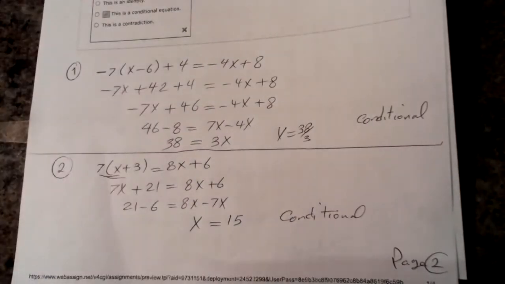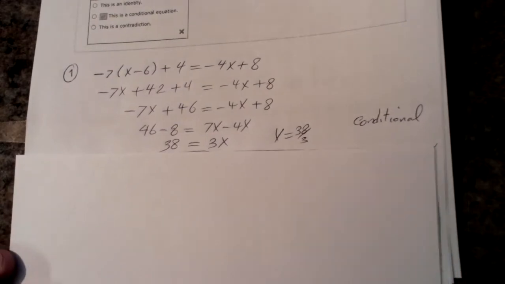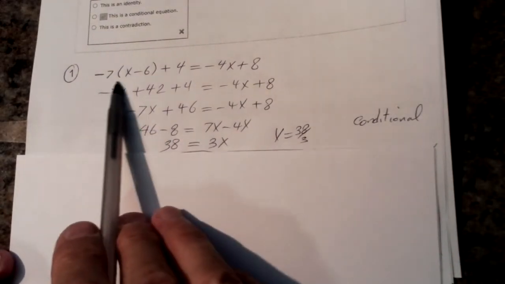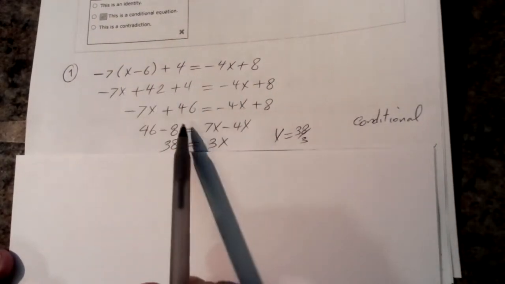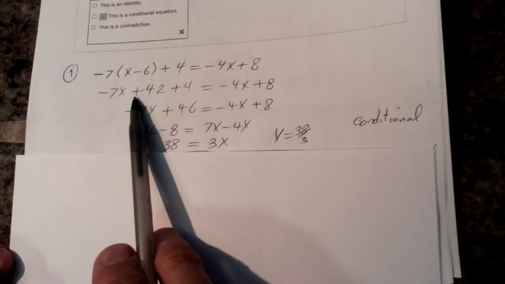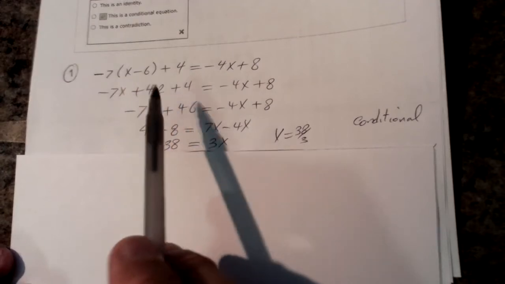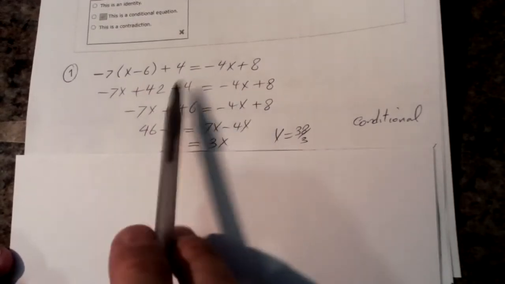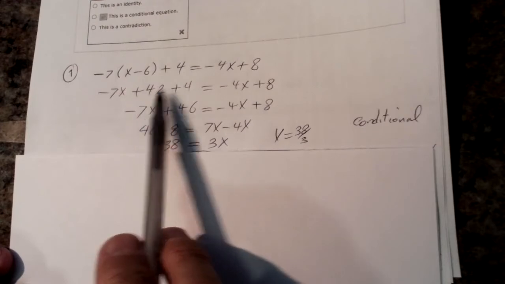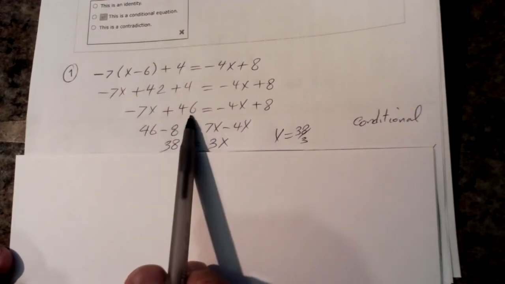Now, based on that, we have some homework problems. One is, on this one, first I go ahead and distribute -7. Now, what I do is first you need to simplify each side before you start moving. Like here I have 42 and 4 is 46. So you do that first.